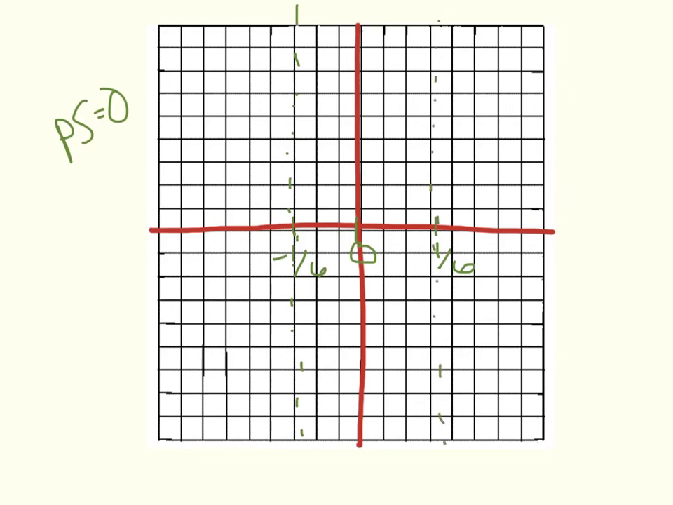And then in this case, my a value was -1/2. So since it was negative, that means as I go left to right, the graph is going to go down. So it should look like this. And that will be our final answer.